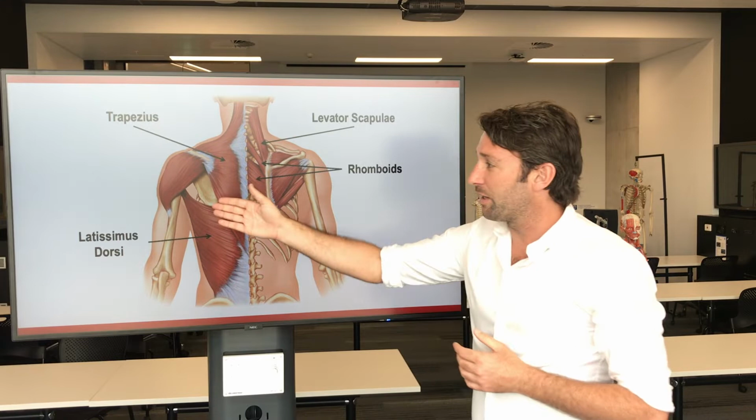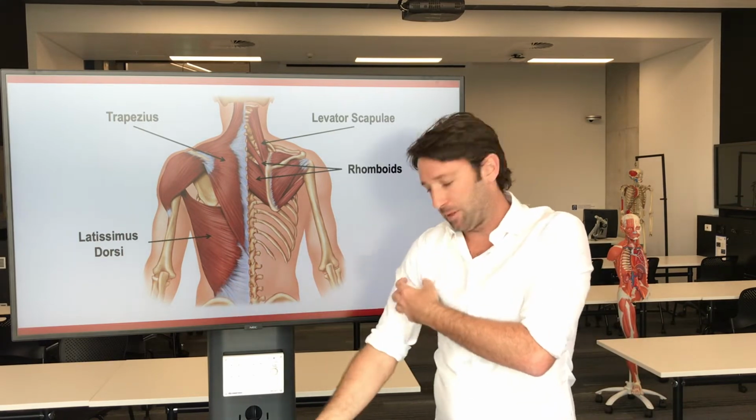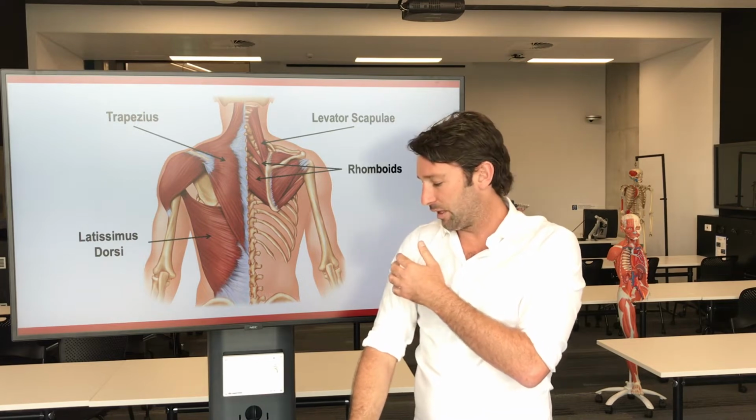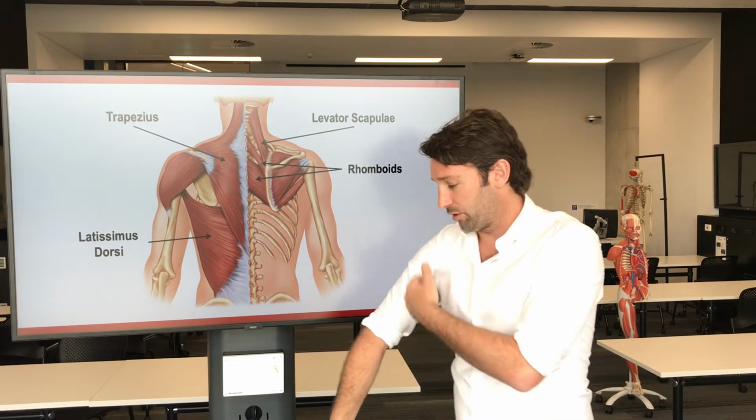So that's the interesting one here, medial rotation, because it's on the back, but it's turning our arm inwards. That's because of where that insertion there is occurring. It's on the front of the arm.